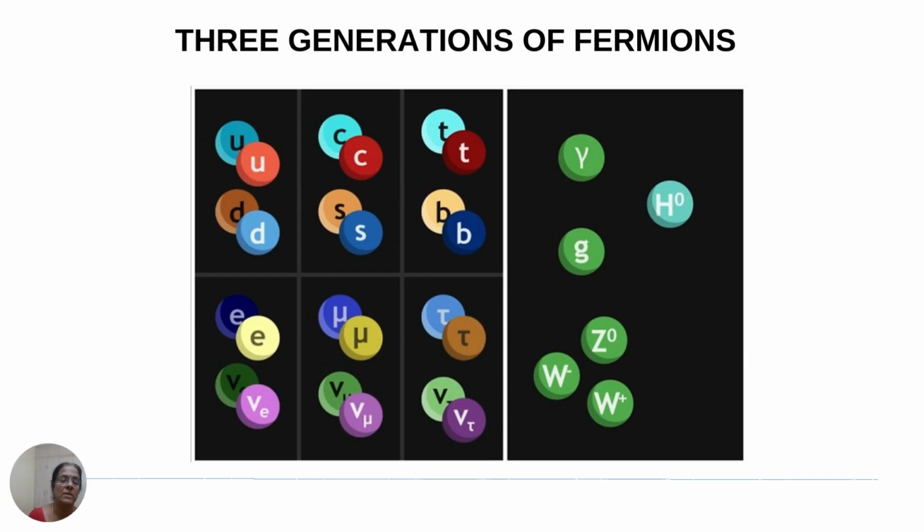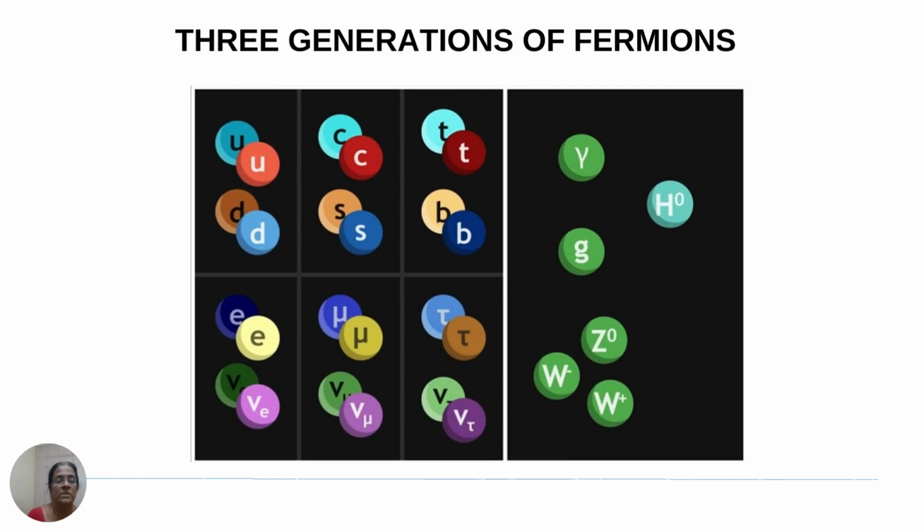The first generation of particles are the electron, the electron neutrino (instead of neutrino, we call it electron neutrino), the up quark and the down quark. These are the four particles that belong to the first generation of particles. And nature added two more sets of particles, the second and third generation. The second generation of particles are heavier than the first generation, and the third generation is much heavier than the first generation. And hence they are shown in columns.